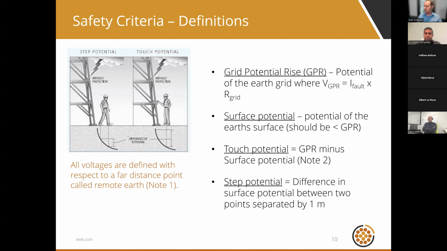There's another thing called step potential. Step potential, he's not in contact with the grid, so he's not in contact with GPR. However, he's standing on the ground in some close proximity to the earthing system during the fault condition. So you can see his feet are on the ground, and there may be a voltage difference between his feet caused by the surface potential. If that difference of the surface potential at his two feet is significant, then a significant current will flow through his body and could very well cause him harm.